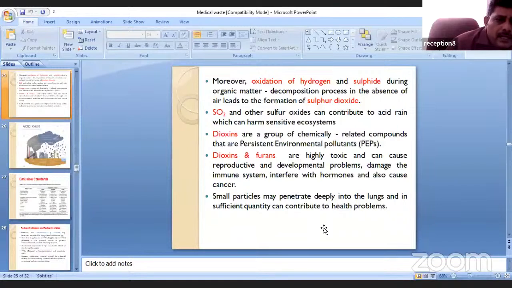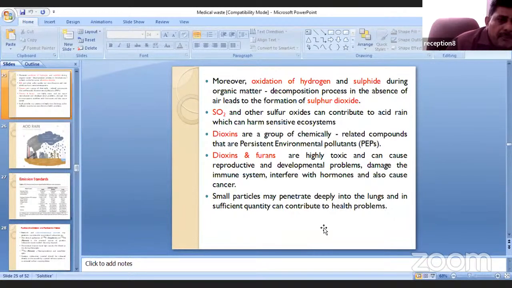Okay, then dioxin, especially a group of chemical components referred to as persistent environmental pollutants. That means it remains a very long period in the atmosphere, so that should be taken as an important matter. Also, dioxins and furans are both highly toxic and can cause many illnesses to people, especially reproductive system and developmental problems, and they may strongly damage the immune system of the human body.